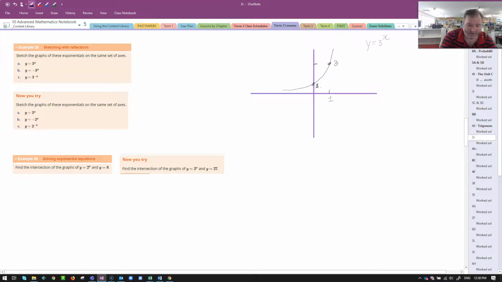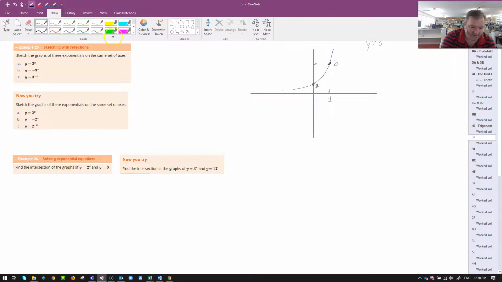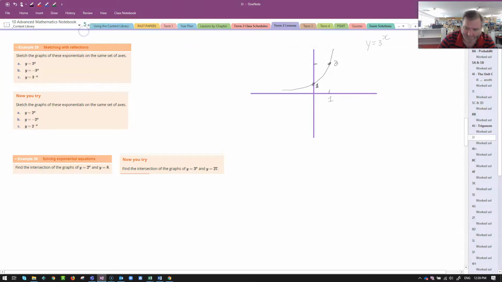Negative 3 to the power of x. Let's go for a different colour. Well, each y value that I used to have is now the negative of that value. So how does that work? Well, where it was 1, it's now negative 1. Where it was 3, it's now negative 3. And you guessed it, we've got a reflection of that black line in the x-axis. With all of these, of course, you're going to label your axes. Unfortunately, OneNote isn't advanced enough to do that for me.